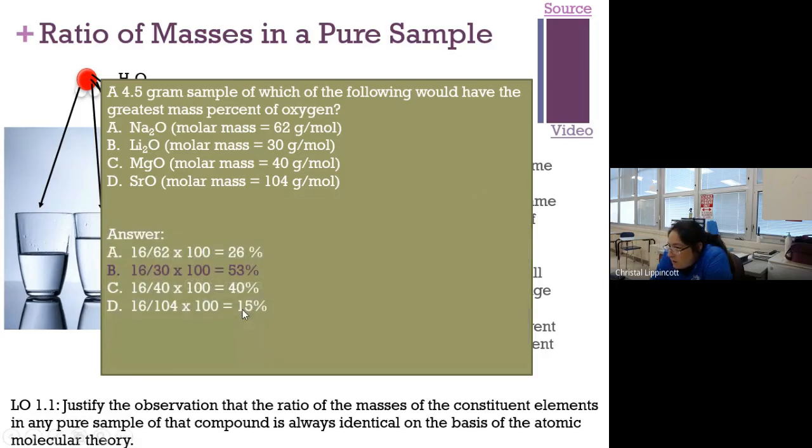All right, let's see. No, the answer is B. All right, good job for those of you who got that. So 16 over 30 is going to give you 53%. Makes sense? Good? Okay.